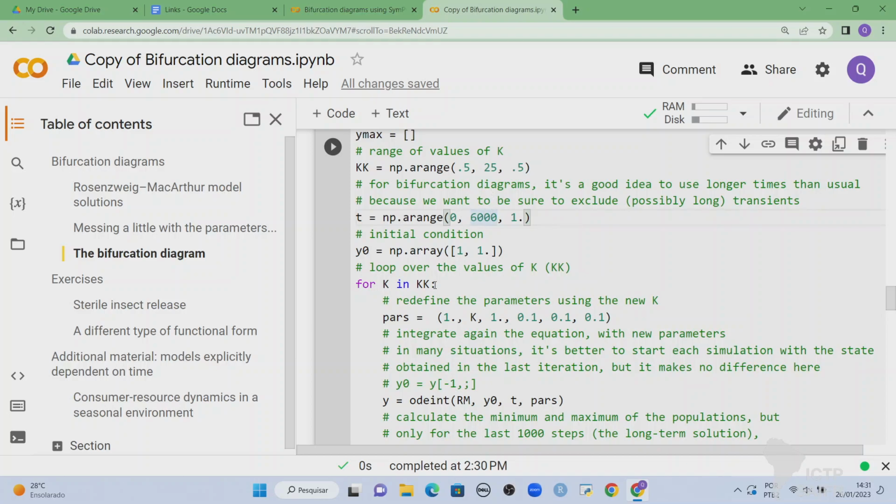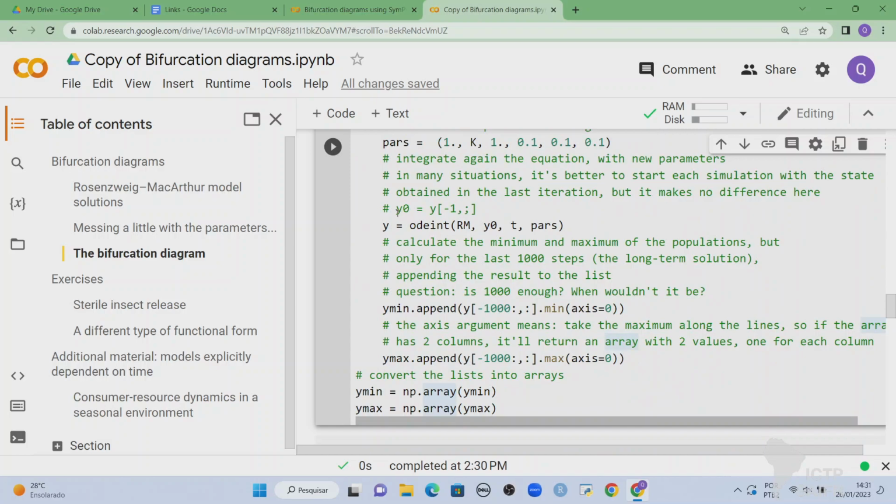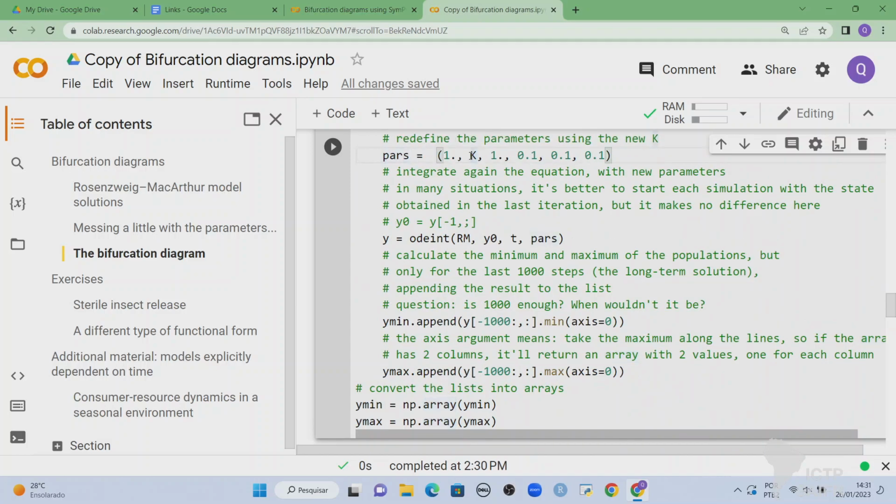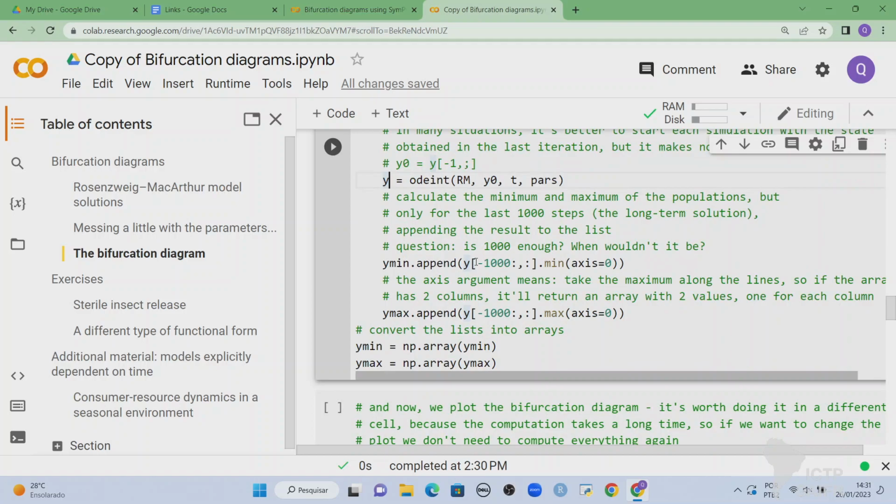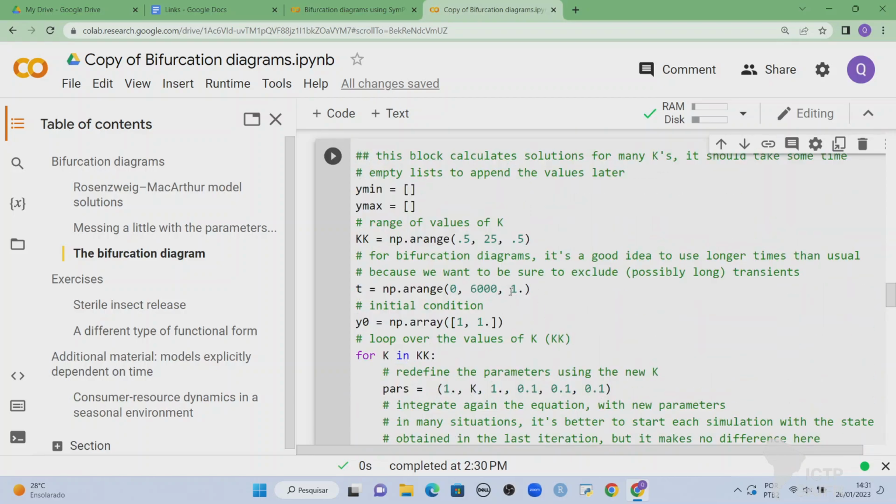Okay, and then for each k, you change the parameter list to include that k over here. You run the simulation again, and then you take the solution and look at the end of the solution here, so only the last 1,000 points. I had 6,000 points, right? Something like that, yeah, over here, 6,000 points.